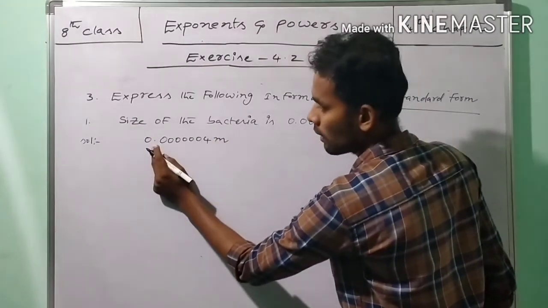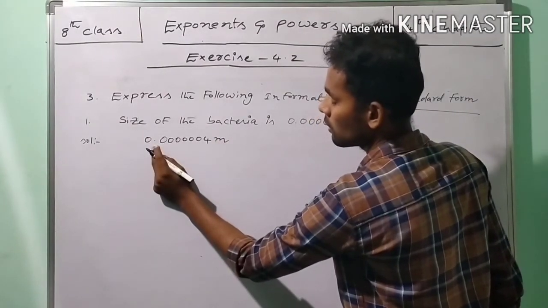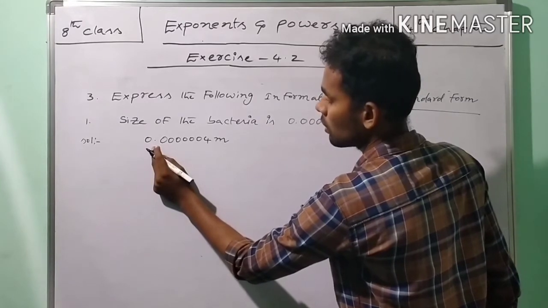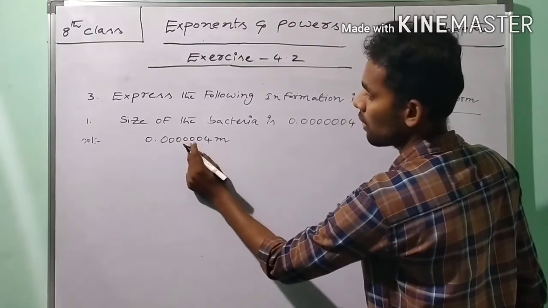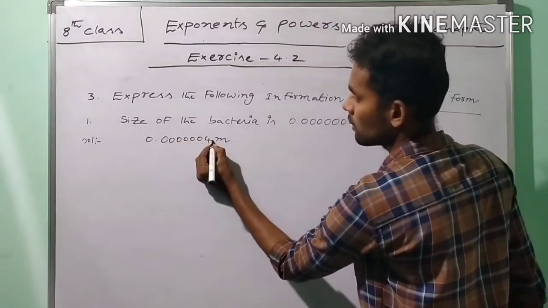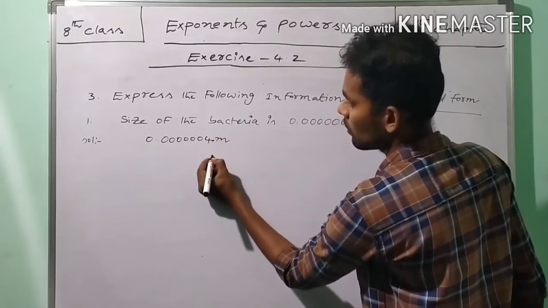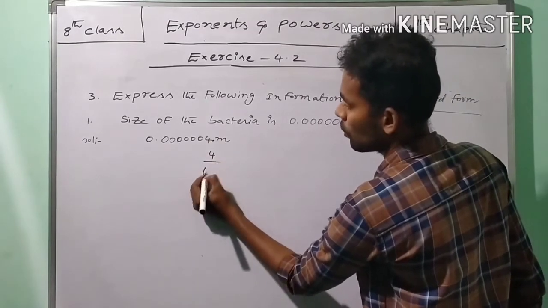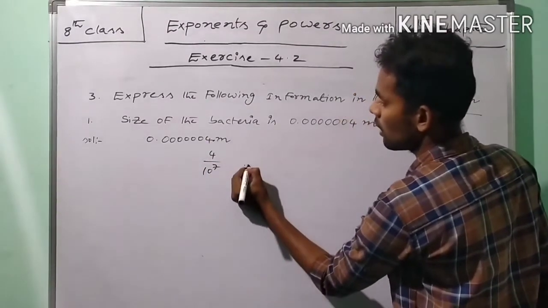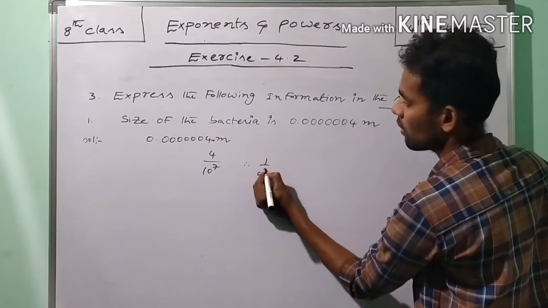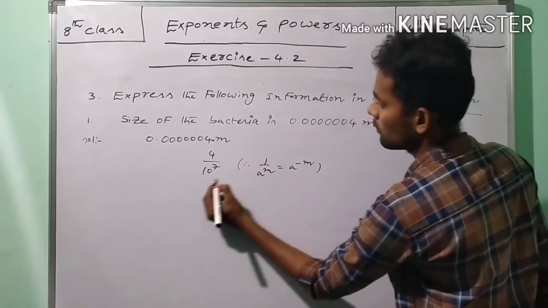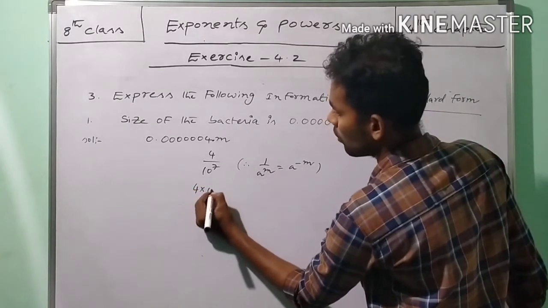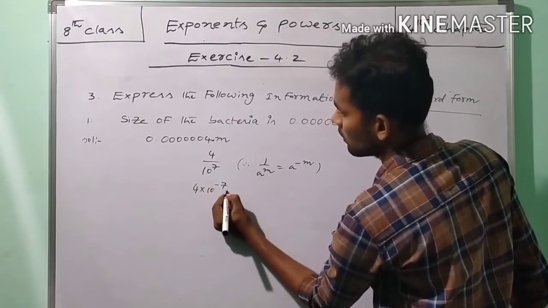Decimal point here. Shift how many places towards the right side? 1, 2, 3, 4, 5, 6, 7. So 4 by 10 to the power of 7. Therefore, 1 by a power of m equals a power of minus m. So 4 into 10 to the power of minus 7 m.